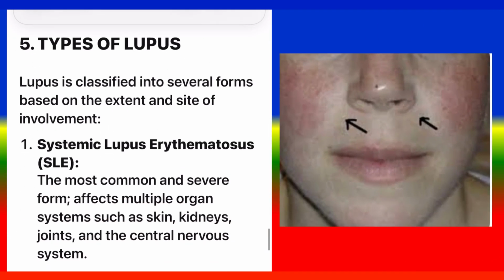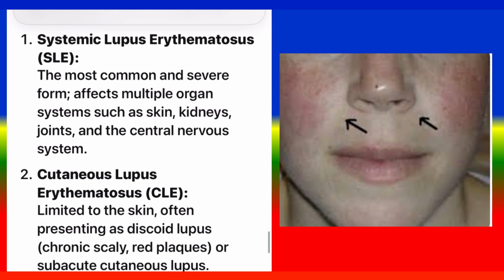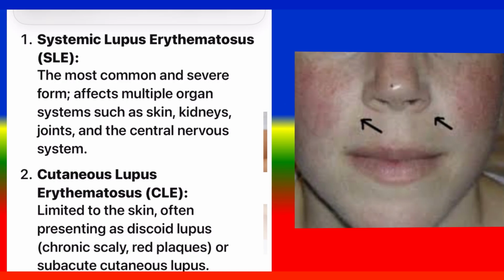5. Types of lupus. Lupus is classified into several forms based on the extent and site of involvement. 1. Systemic lupus erythematosus, SLE, the most common and severe form, affects multiple organ systems such as skin, kidneys, joints, and the central nervous system.